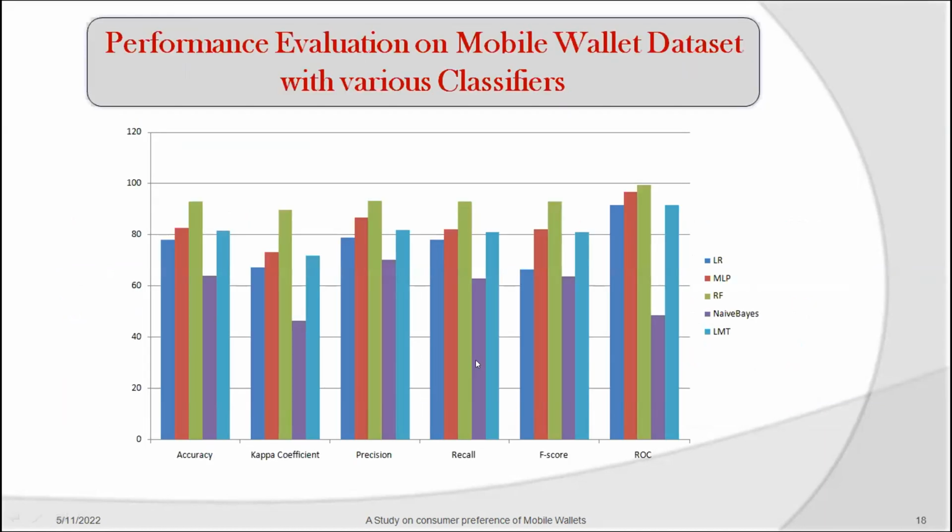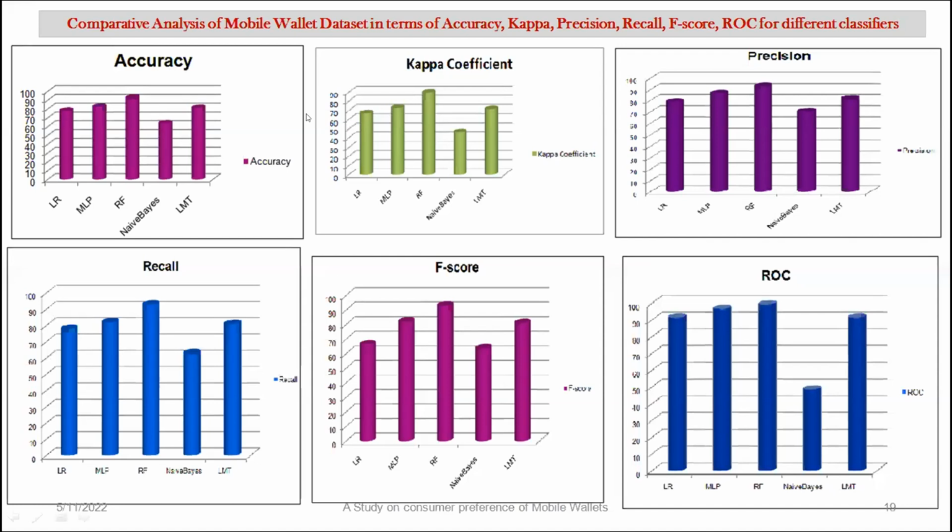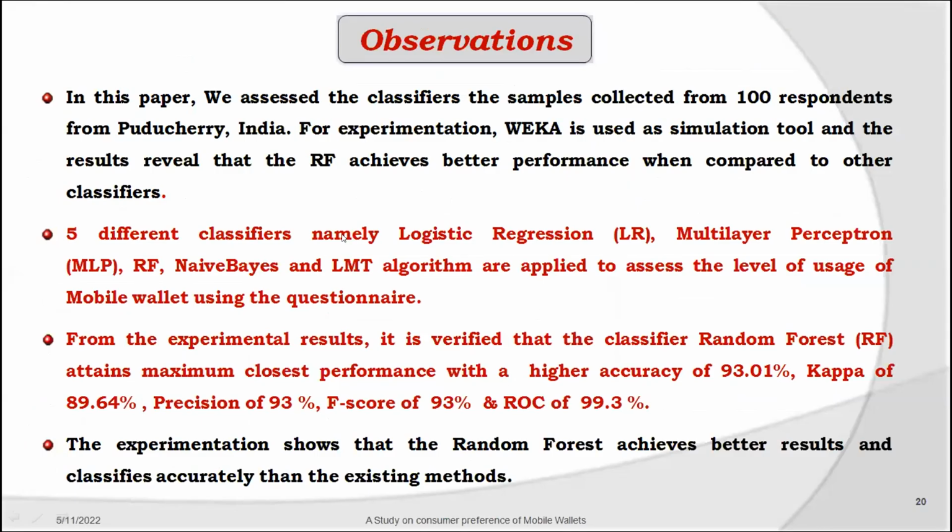The graph shows the comparison results of the mobile wallet data set with various classifiers, which is pictorially represented here. This shows the comparative analysis of the data set in terms of accuracy, kappa, precision, recall, and various measures with the different classifiers like LR, MLP, etc. The observation after this: we assessed the classifiers from the samples, and after experimentation, Weka, which was used as a simulation tool, revealed that RF attained better performance compared with other classifiers. The 5 classifiers like MLP, LR, naive Bayes, RF, and LMT are applied to assess the level of usage of mobile wallet using the questionnaire.